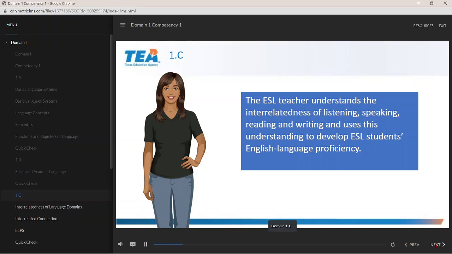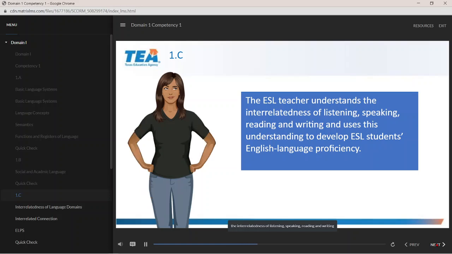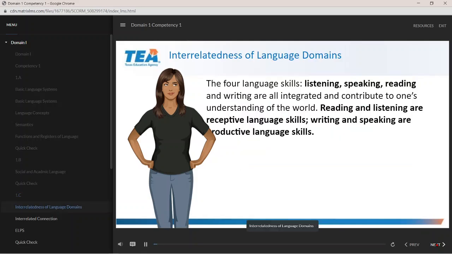Domain 1.c. The ESL teacher understands the interrelatedness of listening, speaking, reading, and writing, and uses this understanding to develop ESL students' English language proficiency. Interrelatedness of language domains. The 4 language skills, listening, speaking, reading, and writing, are all integrated and contribute to one's understanding of the world. Reading and listening are receptive language skills. Writing and speaking are productive language skills.